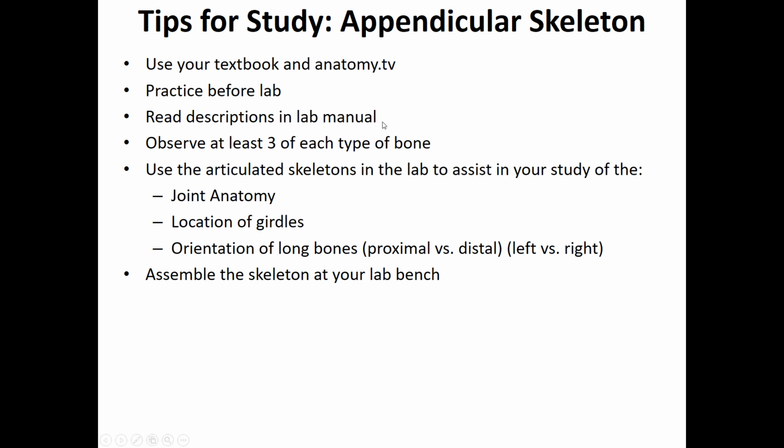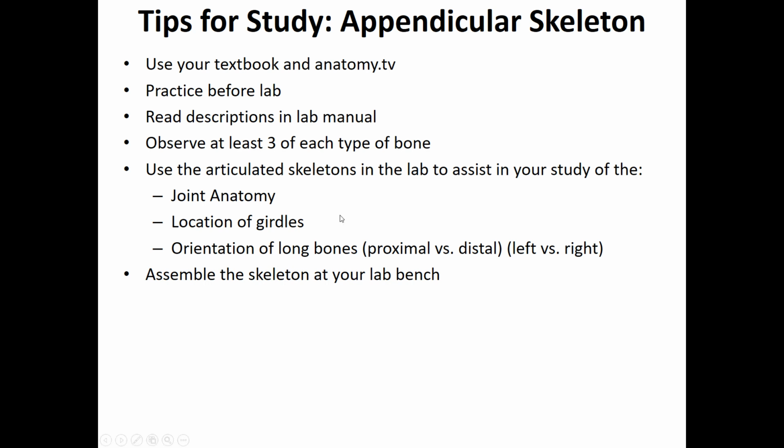Again, read the descriptions in the lab manual when you're struggling to understand where bone markings or bones exist, and observe at least 3 types of each bone. You're going to be better able to answer questions about a femur on the practical if you've seen 3 different femurs in lab. The articulated skeletons will still be available in lab, and they are arguably more important during the appendicular skeletal lab than during the axial skeleton.